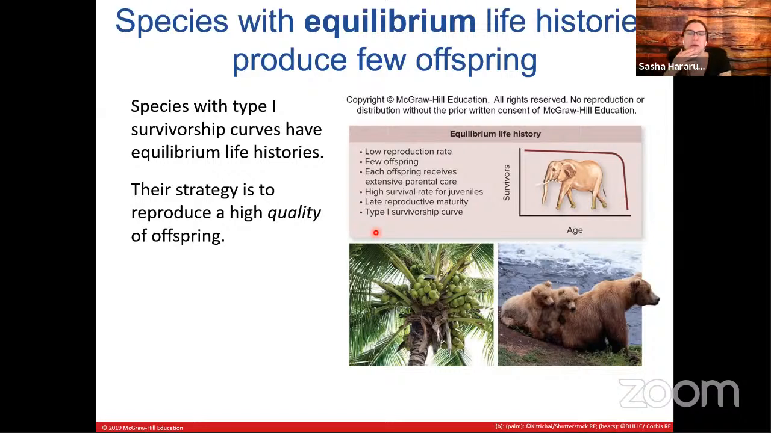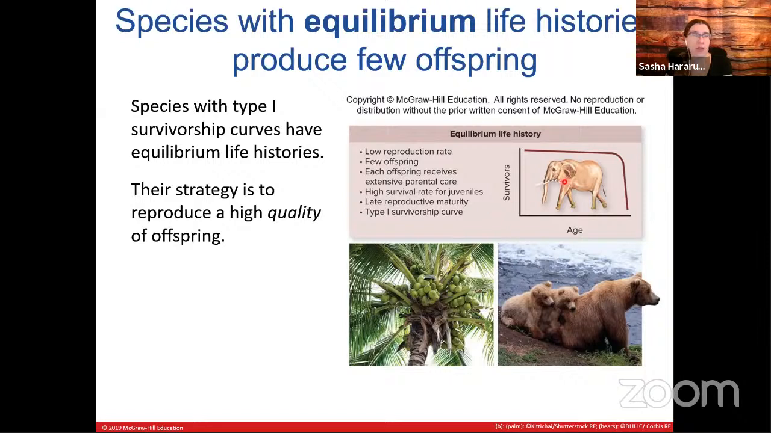Okay. The characteristics of the equilibrium life history are low reproduction rates, few offspring. Each offspring receives extensive parental care. There's high survival rate for juveniles. There's late reproductive maturity, and the individuals or species with equilibrium life histories have type 1 survivorship curve.